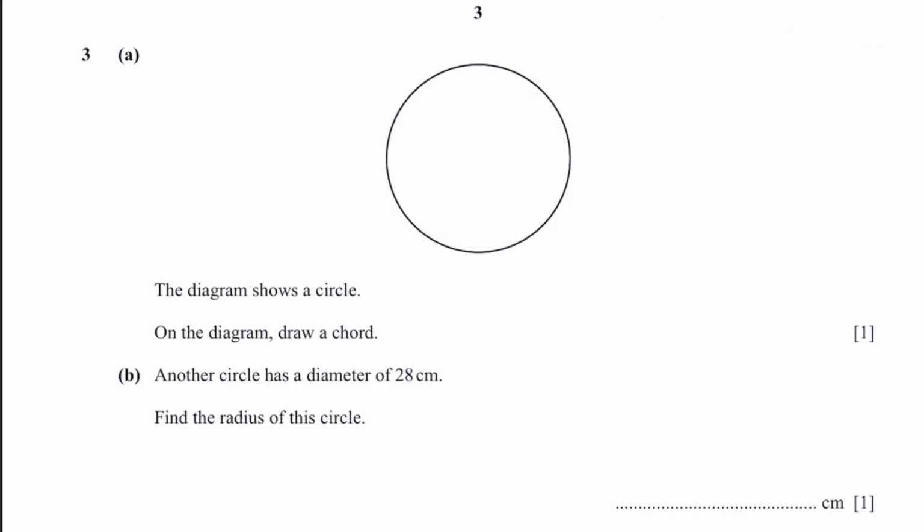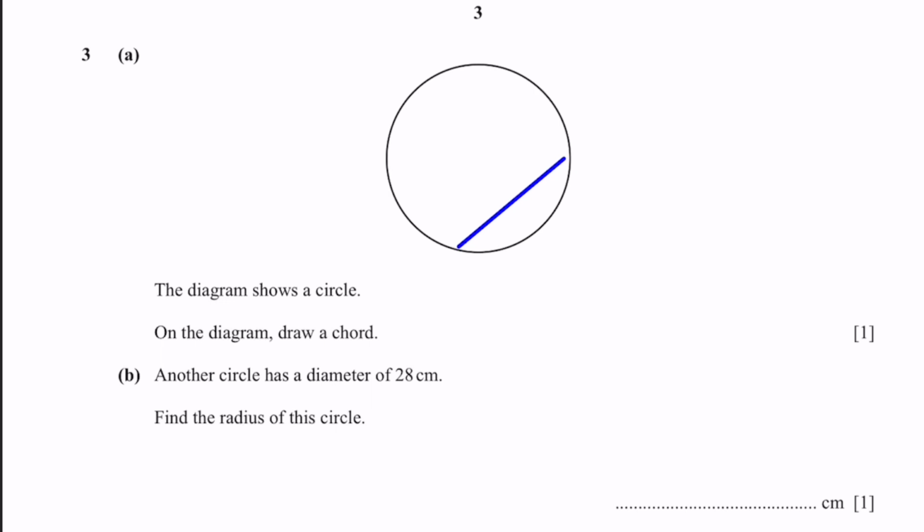Question 3. A. The diagram shows a circle. On the diagram, draw a chord. So a chord is any line which connects 2 points on the circumference and it's not a diameter. So we can draw something like this. It can be anywhere. It can be here, it can be here, it can be here. It can be literally anywhere on the circle as long as it's not a diameter.